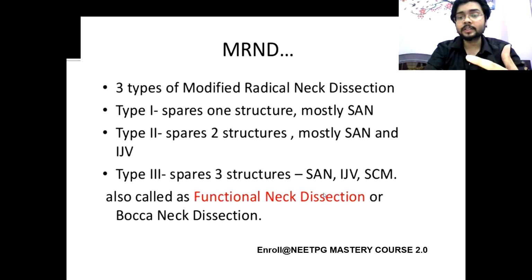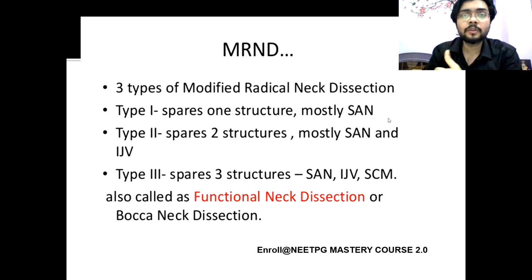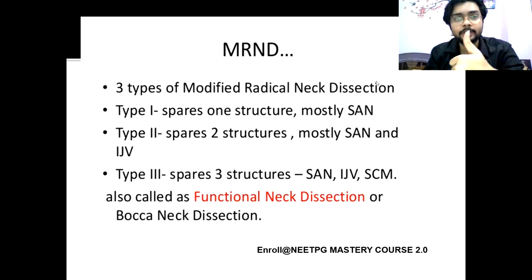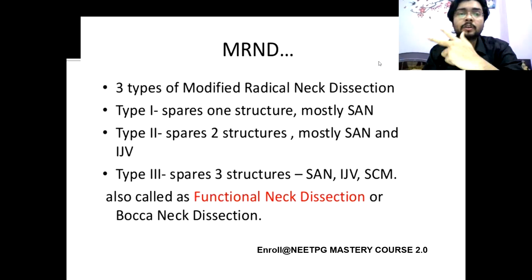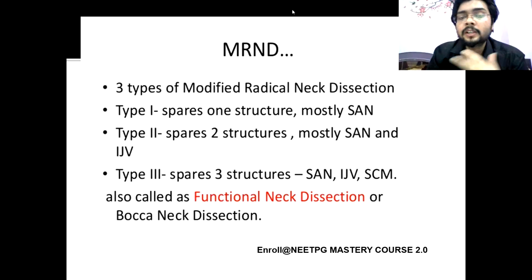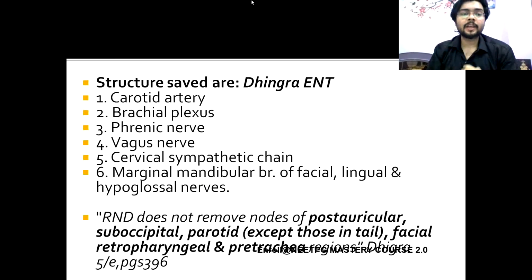In type 2, the spinal accessory nerve and IJV are preserved, and in type 1 the spinal accessory nerve is preserved. So if you want to give preference, we give preference to the spinal accessory nerve. In type 1 we remove IJV and sternocleidomastoid and preserve the spinal accessory nerve. In type 2 we preserve the spinal accessory nerve as well as IJV, and we cut the sternocleidomastoid. In type 3 we preserve all three non-lymphatic structures, but remove level 1 to 5. So in all the MRND we remove level 1 to 5, but we preserve some non-lymphatic structures as said here.